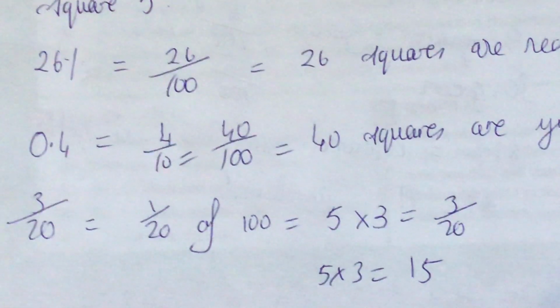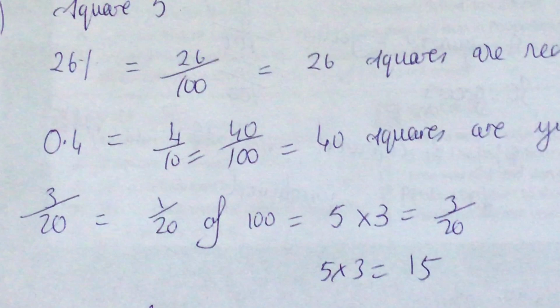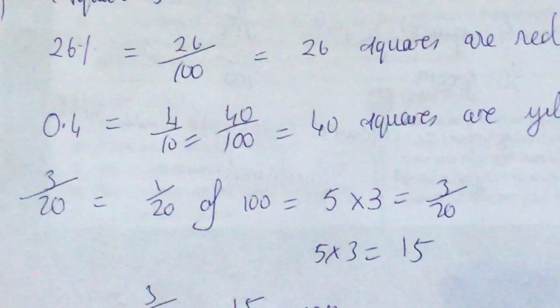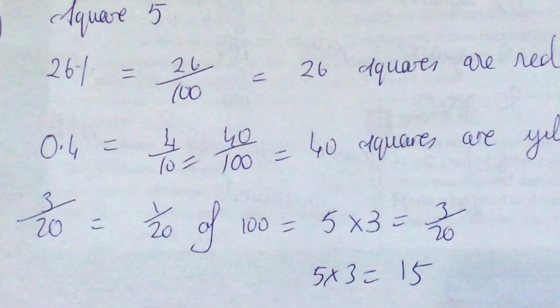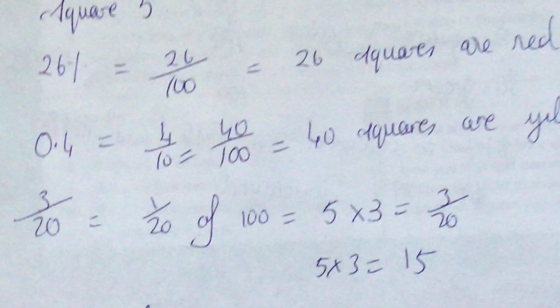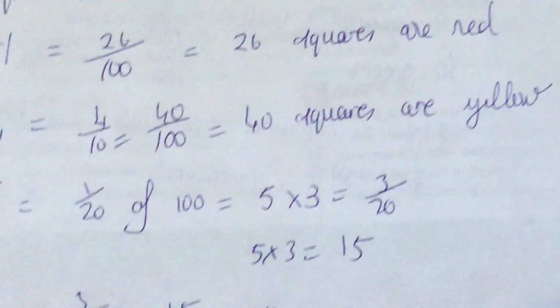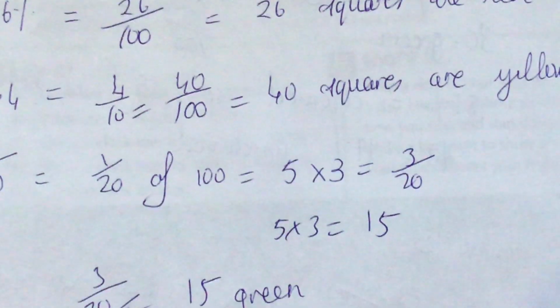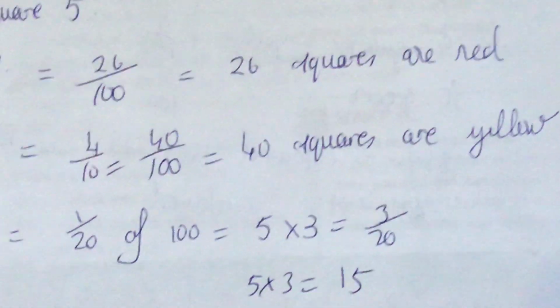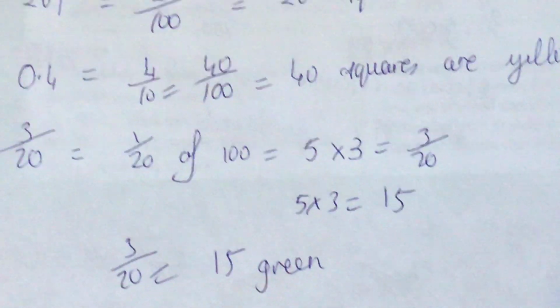And then finally, 3/20 is coloured in green. So to get 3/20, we first get 1/20. So 100 divided by 20 is 5. And then we multiply by 3 to get our 3/20. So 3/20 is equal to 15. That's 15 out of a total of 100 squares, I mean. And that's 15 squares are green.